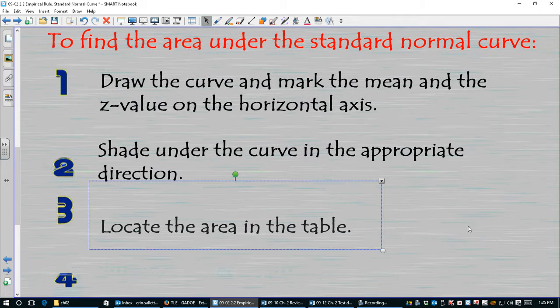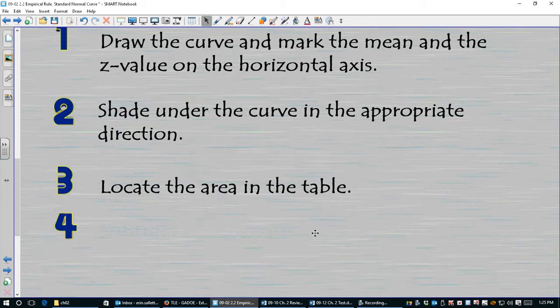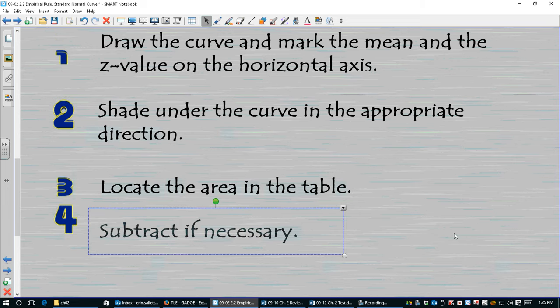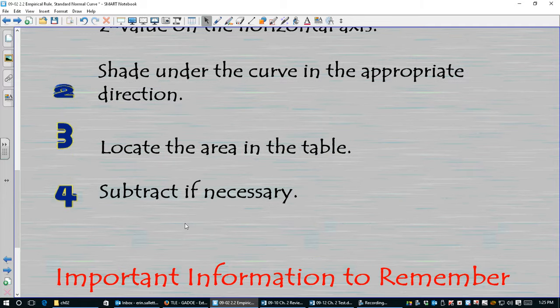And I'd look up that z-value in the z-score table. This is the standard normal table, and underneath each z-score that you can look up, you will find the area that is to the left of that point. In some circumstances, we don't want the area that's to the left. We're going to have to perform some subtraction. So those are our steps.